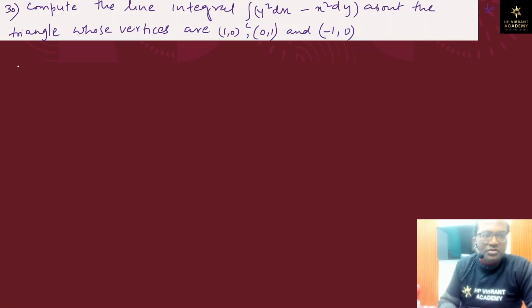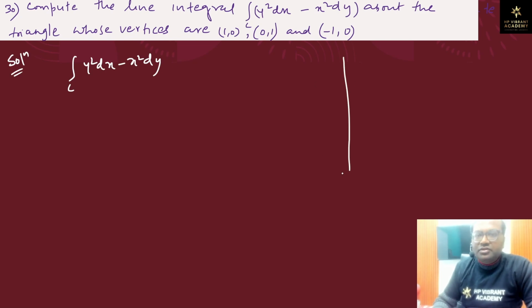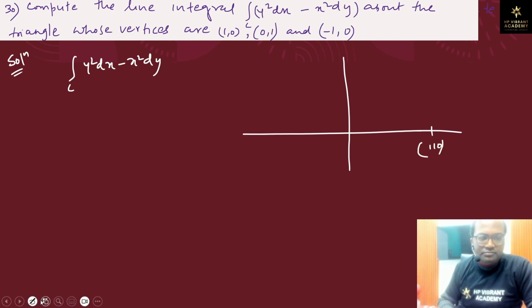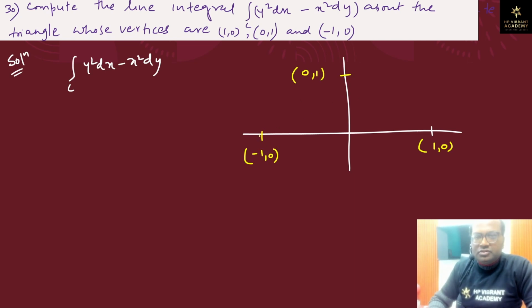Let us discuss question number 30. Okay, so this is the last question, so we have reached up to question number 30. So compute the line integral along the curve C y square dx minus x square dy about the triangle whose vertices are. So the vertices of triangle are 1, 0, 0, 1 and minus 1, 0. Okay, so this is our triangle.